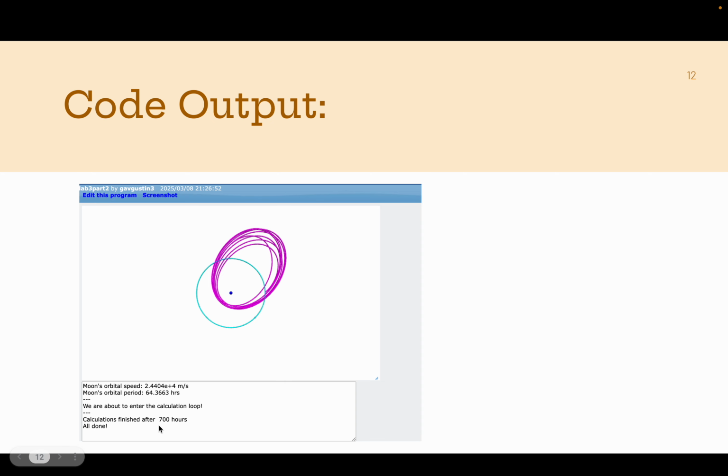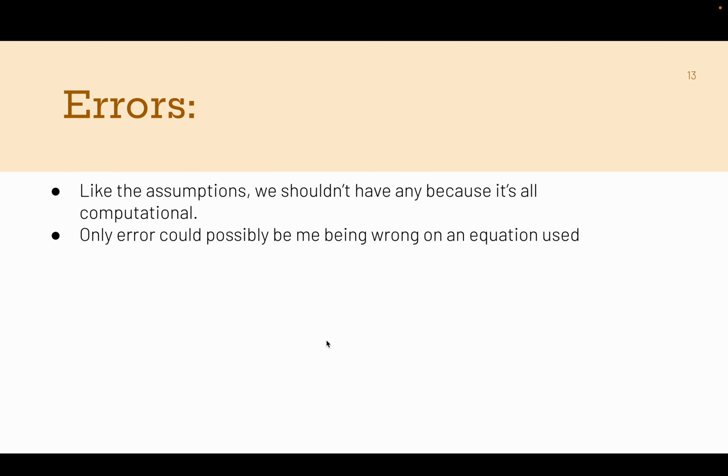Here we can see the code output. You can see the calculations finished after 700 hours. That means my ship never crashed into the moon nor the planet, and you can see that it was in the orbit of both of them because it didn't have a consistent ellipse. It kept changing. So for errors, like the assumptions, we shouldn't really have any because it's all computational, all theoretical. The only error could possibly be me being wrong on some equation, like setting it up incorrectly or using the wrong mass, but I don't think that's likely.